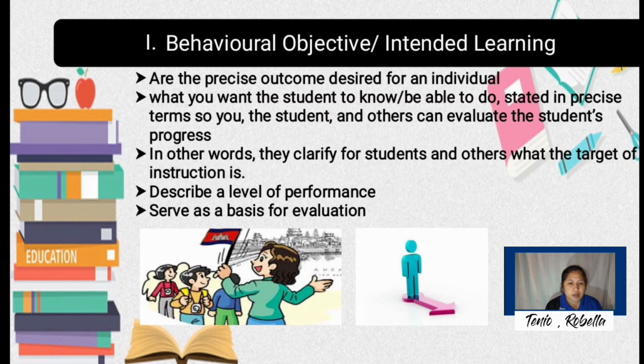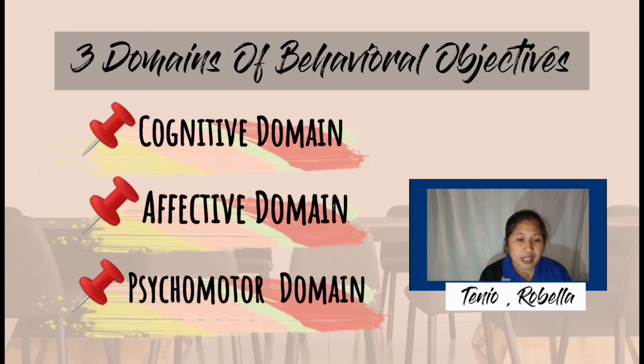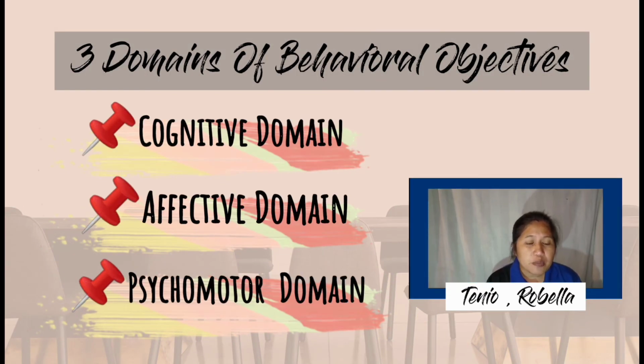First is the behavioral objective or the intended learning. So it is the precise outcome desired for an individual. Or in other words, they clarify for students and others what the target of instruction is. Or it serves as a level of performance or the basis for evaluation. So behavioral objective should be expressed in 3 domains, which are the cognitive domain or the intellectual skills, the affective domain or the feeling, appreciation or values, and the psychomotor domain, which is the physical movement and coordination.